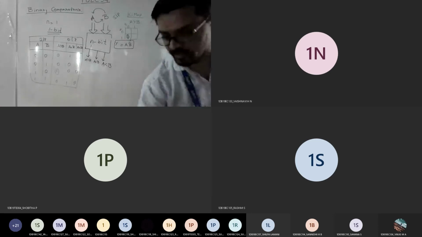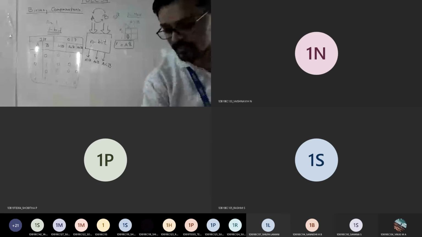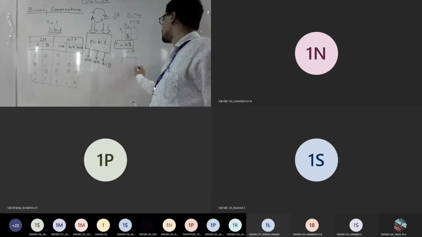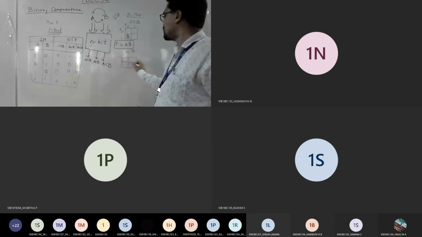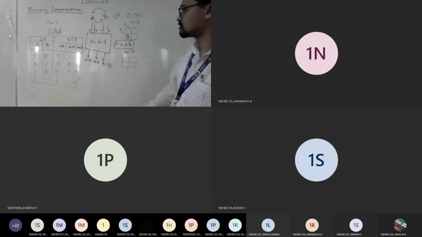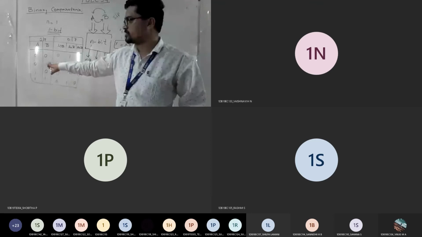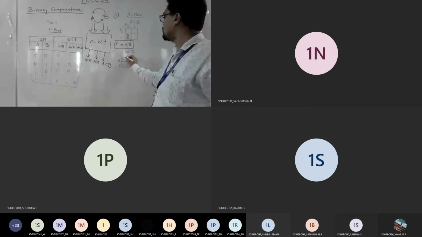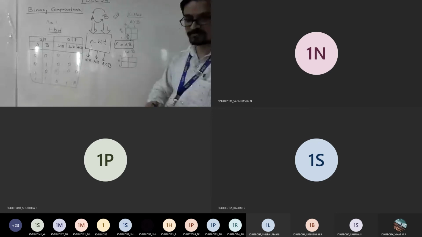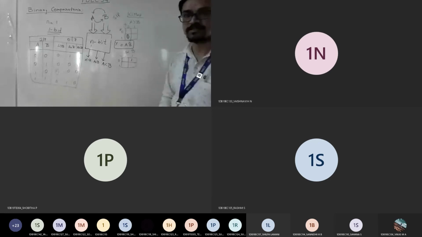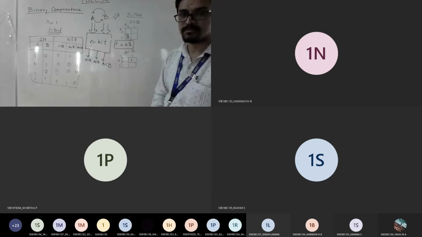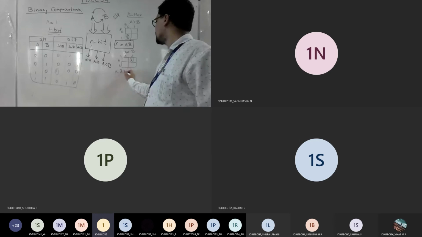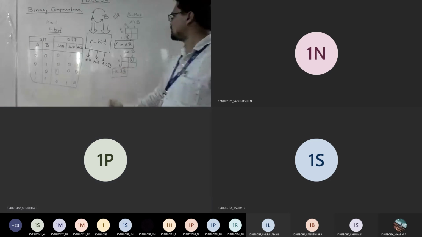Let me write downwards so that I can draw the diagram there. A less than B. Same way, K-map. Where should I mark 1 now? A less than B, for which combination? 0, 1. So A bar is 0 here and B is 1 here. Is it this junction? Yes, sir. What is the expression you got? Y equals A bar B. So this is the second one.